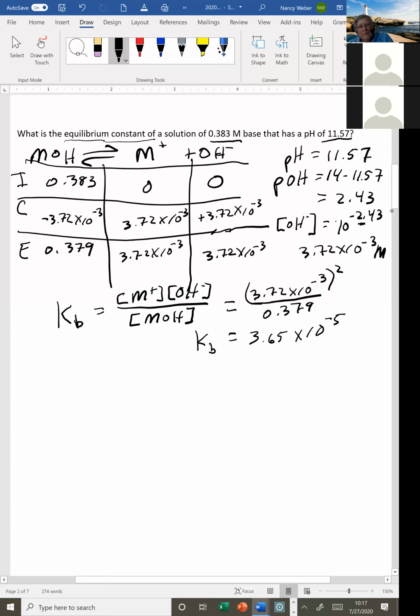Any questions? So to do this, you have to always remember that if you have pH, you have POH. If you have pH, you can find hydrogen ion concentration. You can find POH. You can find hydroxide ion concentration. And actually, if you know any one of these, you can find all the others.